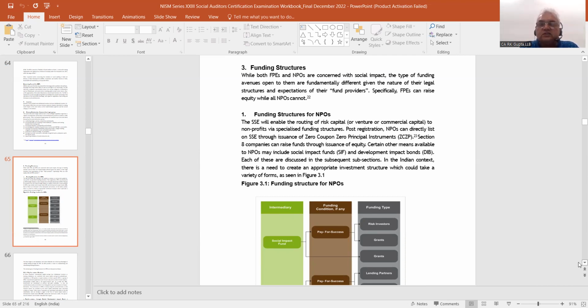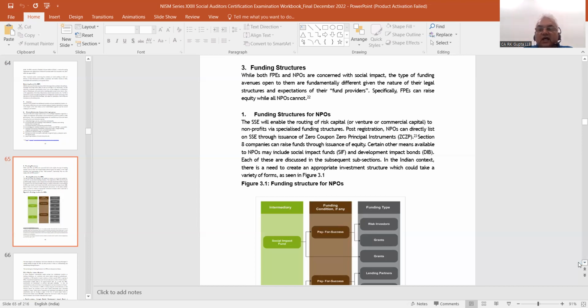The social stock exchanges will enable the routing of risk capital or venture or commercial capital to non-profits via specialized funding structures. Post-registration, NPOs can directly list on the social stock exchange through issuance of zero coupon, zero principal instruments. Section 8 companies can raise funds through issuance of equity. Then certain other means available to NPOs may include social impact funds and development impact bonds. These are some of the things which may be issued by these for-profit enterprises or NPOs. Each of these is discussed in the subsequent sections.